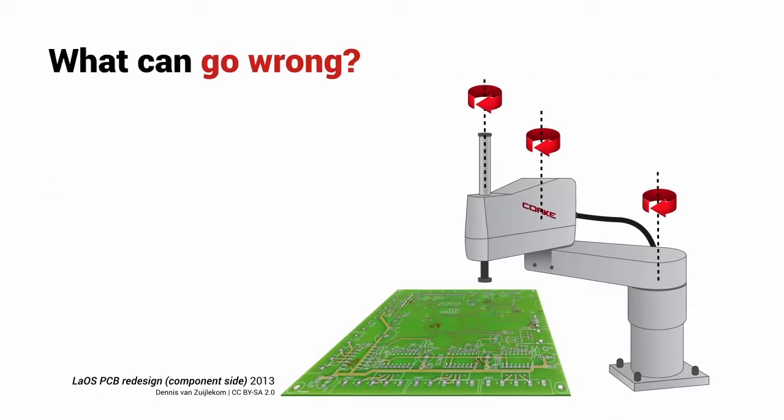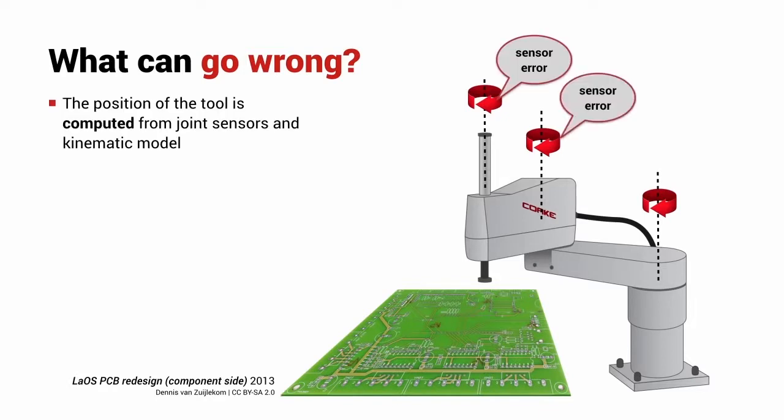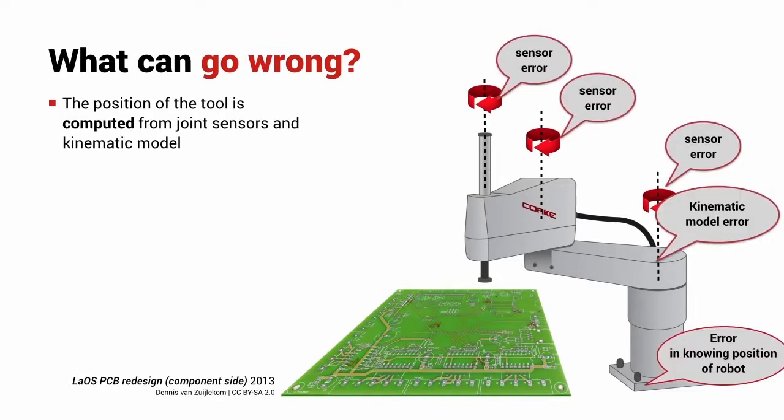Let's consider now what can go wrong with this approach to robot tool positioning. Firstly, because the position of the tool is computed from joint sensors in a kinematic model, if there are errors in any of the sensors, there's an error in the kinematic model, or perhaps there's an error in where we think the base of the robot is, then the position of the robot tooltip is going to be in error.